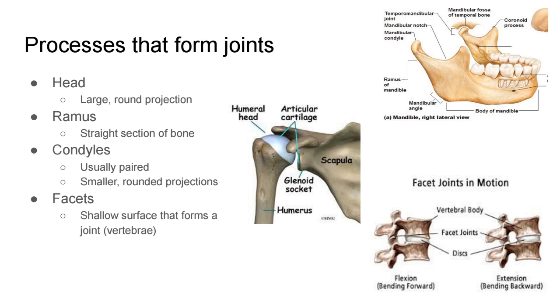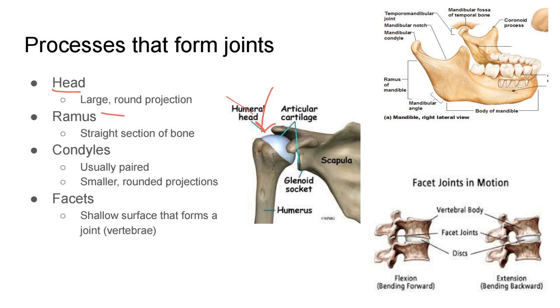So these are some of the processes that are going to help form a joint. Tubercles, tuberosities, trochanters, spines, crest, line, they're not necessarily associated with the joint where the two bones come together. But these bone parts are. For instance, a head. A head is going to be a large round projection. You can see it right there where the head of the humerus is fitting into the scapula. The femur has a head on it, a large round projection to form those ball and socket joints.